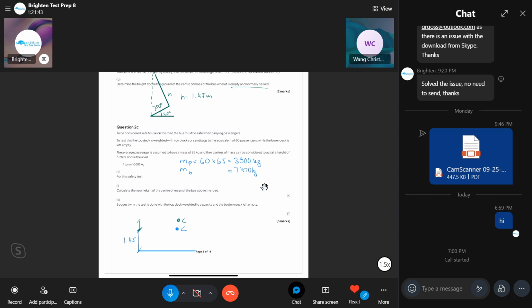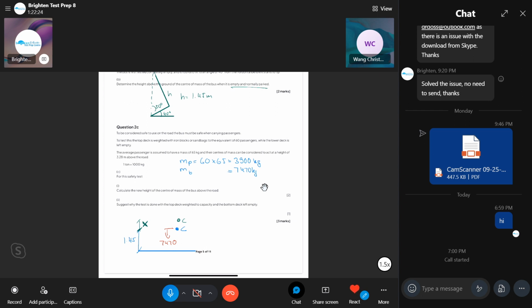And at the original state, the 7,470 kilos is acting on this one, right? So exactly. That's the one at this point, which was 7,470. I'll make it in red just to distinguish a bit. But now it has shifted up. We don't know by how much, so I would give that an X and just say it shifted up by X.